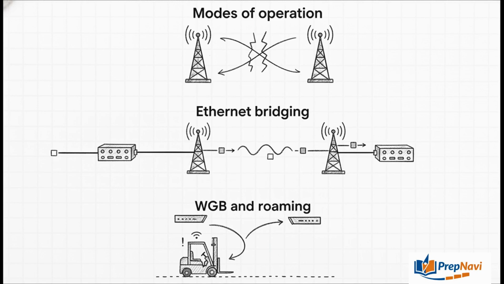And finally, WGB or workgroup bridge. You've got to know how a workgroup bridge acts as a wireless translator for its wired clients, and crucially, how it handles roaming between APs to keep devices, like say autonomous guided vehicles in a massive warehouse, connected. Nail the mechanics of these 3 bullet points, and you have got Objective 2.6 completely handled.